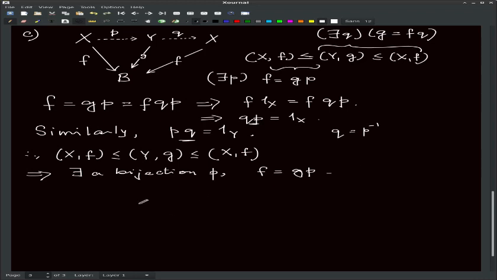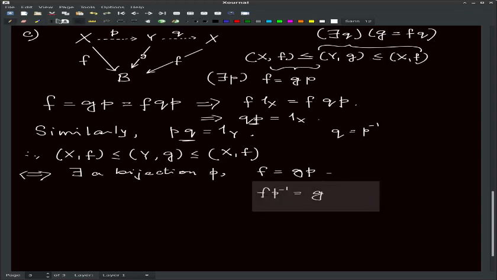Now you see, if you take the other side, suppose there exists a bijection with this, then obviously if this happens, then obviously fp inverse is equal to g, because p is invertible. So that means you have the other side, right? So there exists a bijection like this, it tells you this part, the bijection part also tells you this. So this is not only an implication, but an if and only if. So that's exactly part C.